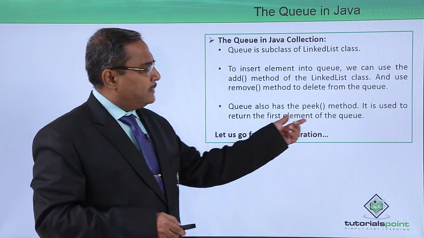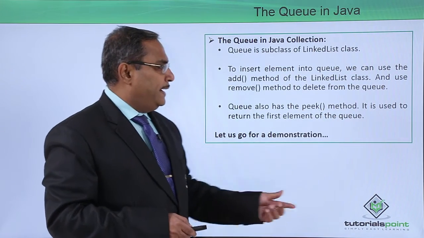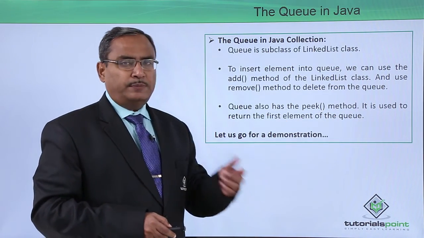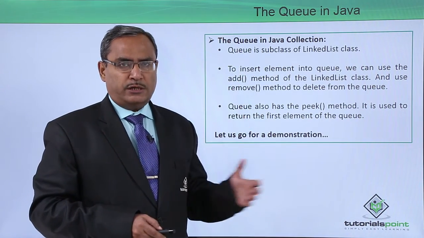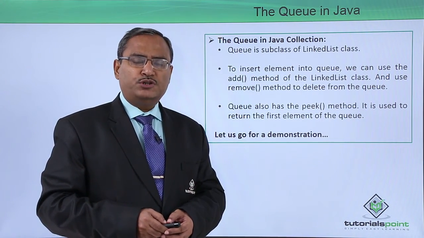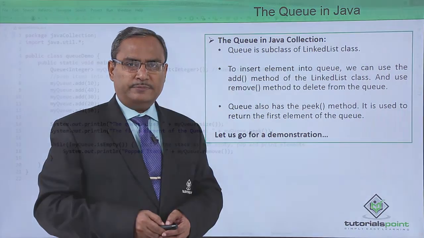Queue also has the peek method. It is used to return the first element of the queue, without deleting it. So these are the different concepts we have shared. Now let us go for one practical demonstration for your easy understanding.